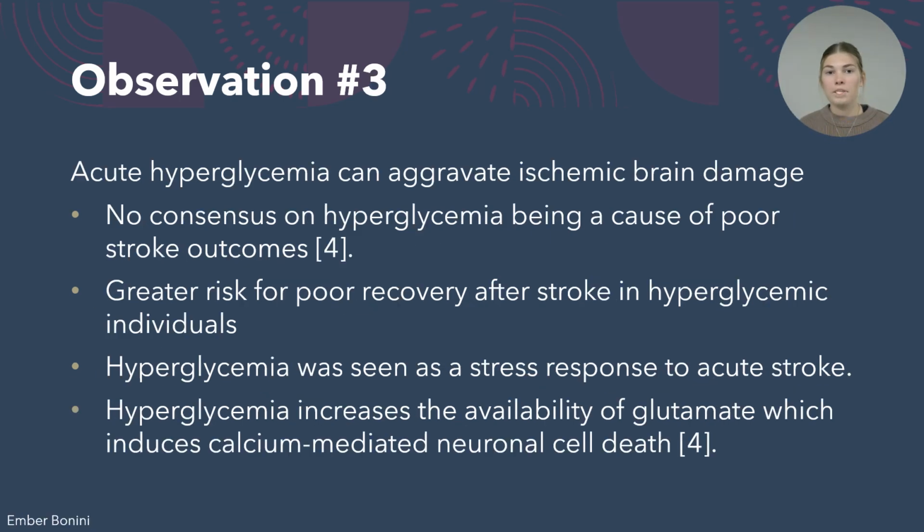Alrighty, and now I'm going to be going into observation 3. Another previous research study showed that acute hyperglycemia can aggravate ischemic brain damage. This was just showing that there hasn't really been a consensus on hyperglycemia being the main cause for poor stroke outcomes, but it has shown a correlation to it.